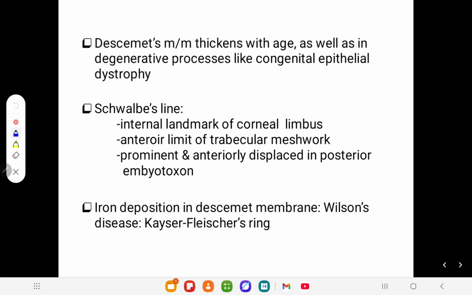Descemet's membrane thickens with age progressively, and degenerative processes like congenital endothelial dystrophy can be seen in Descemet's membrane. So what is Schwalbe's line? It's an internal landmark of the corneal limbus, the anterior limit of the trabecular meshwork. In gonioscopy, Schwalbe's line can be prominent and anteriorly displaced, as in posterior embryotoxon.